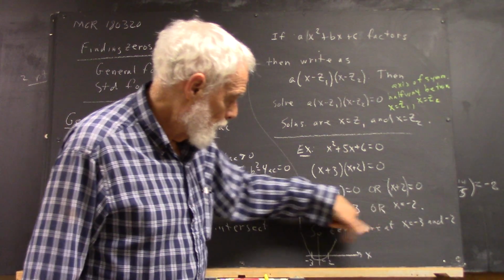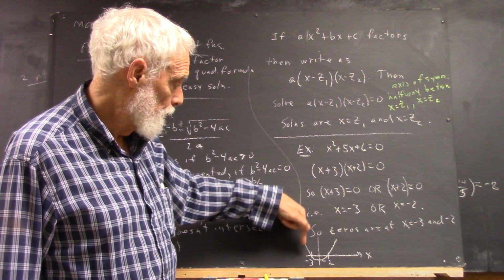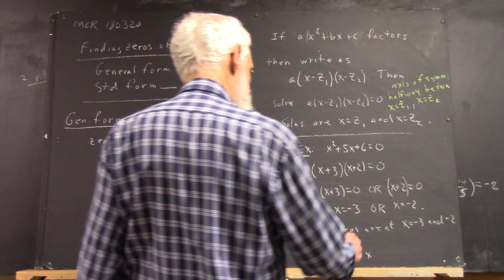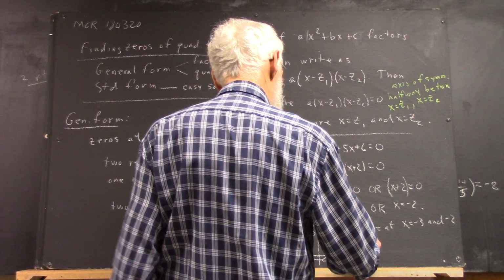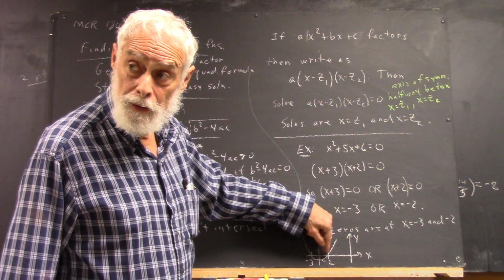So now if we want to graph the thing, if a happens to be positive, we know the graph is going to look like this. It's going to go through -3 and -2. Your y-axis is over here, and the axis of symmetry is halfway between the two zeros.